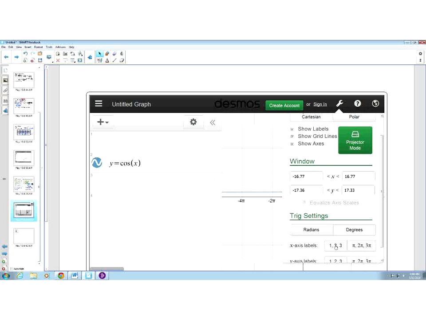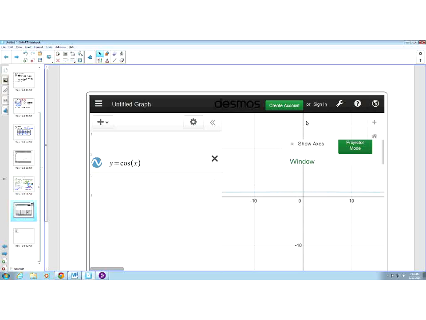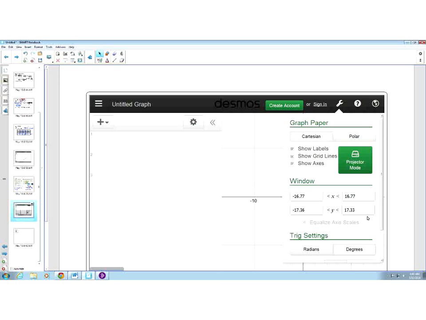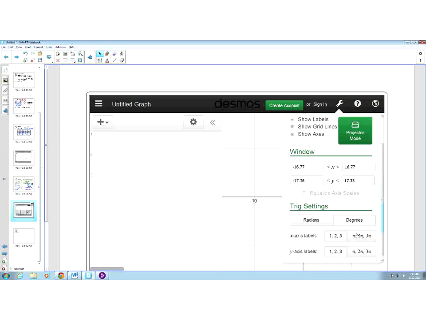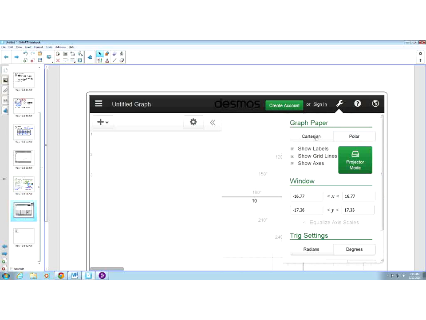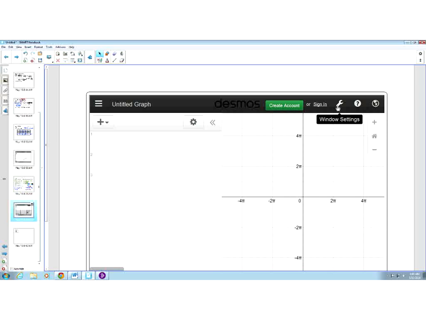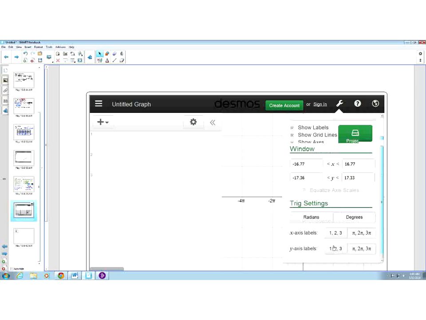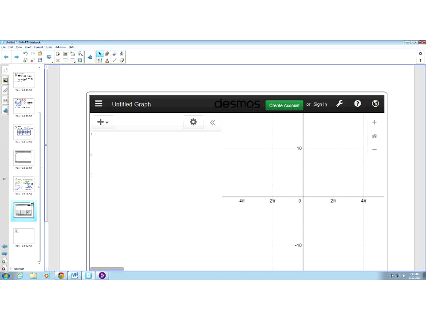Try it again. That is not right. Let's delete this. Try it again. Window settings. We'll make the x-axis in terms of pi, make the y-axis in terms of numbers, and what else? We use Cartesian. Cartesian, okay. Strange. Is that better now? Yeah, okay.